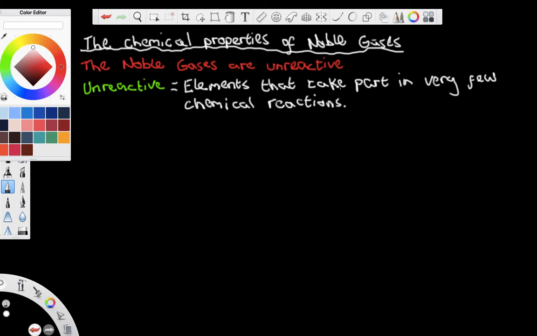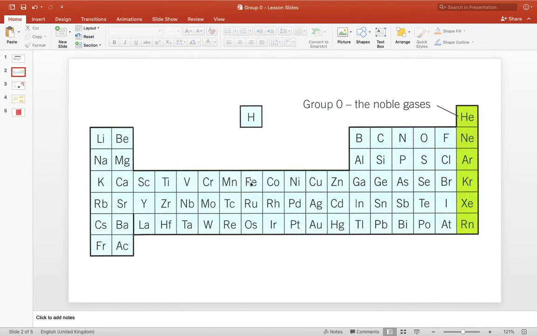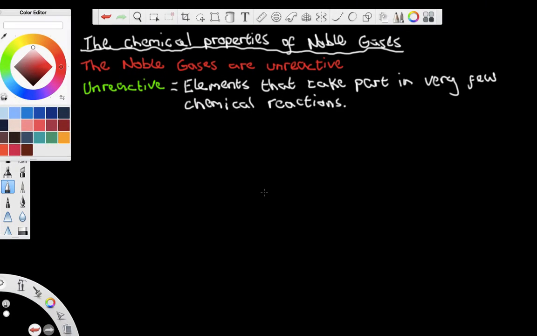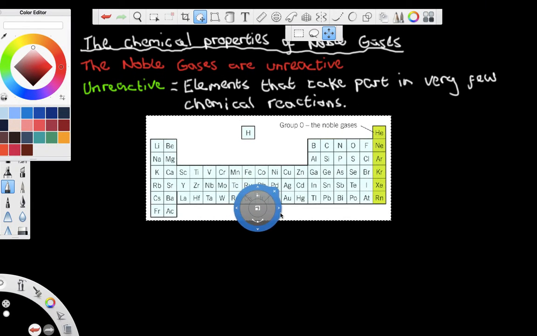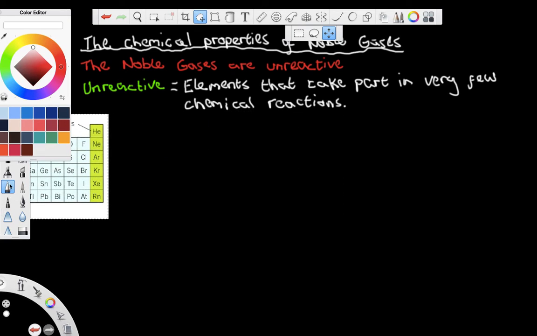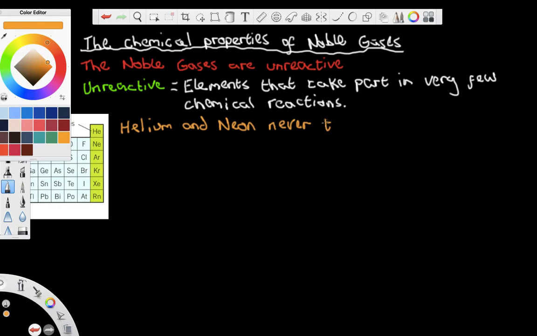Now, as far as we know, helium and neon never take part in any chemical reactions. So helium and neon, which are at the top of group 0, never take part in any chemical reactions. So we can say that helium and neon never take part in chemical reactions.